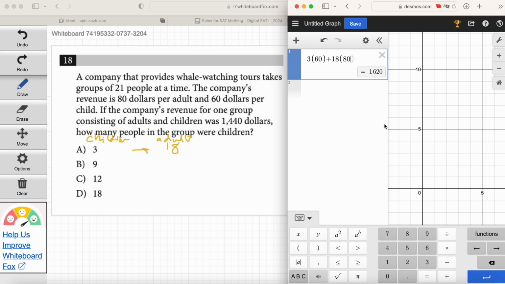Does that give us 1,440? No, it does not. That's not going to work. It's not answer choice A. Does that make sense how we can test these answer choices here? Let's try answer choice B.